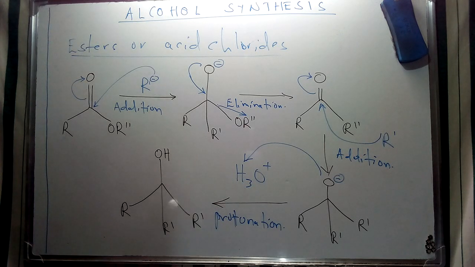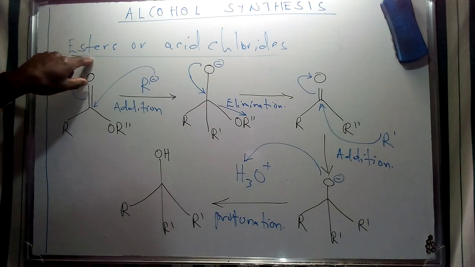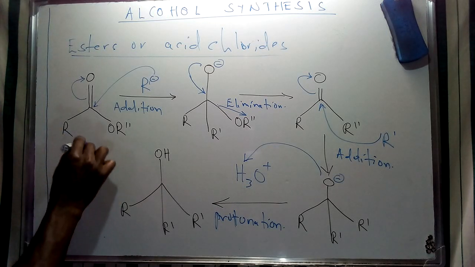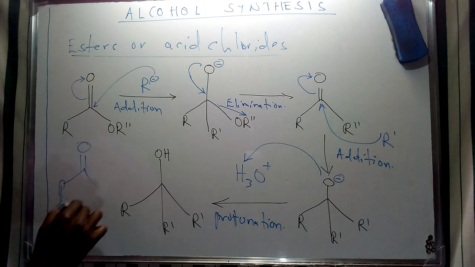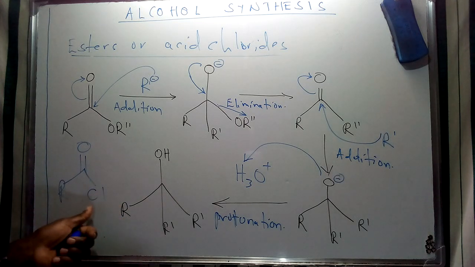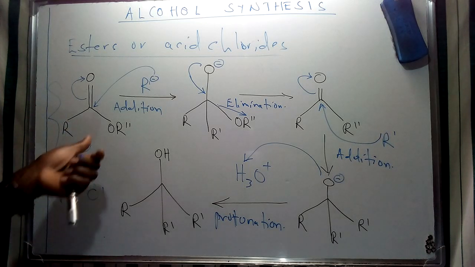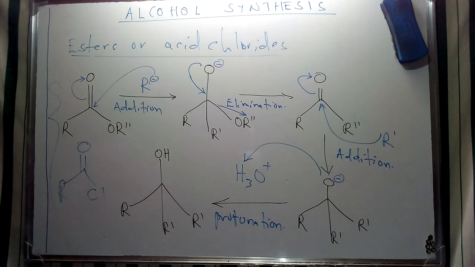So that is it for now, guys. I hope that we have understood how we can achieve alcohol using this specific reagent for esters or acid chlorides, which are going to undergo a similar reaction mechanism in this specific case, as I've illustrated for these two specific compounds, an ester and the acid chloride respectively.